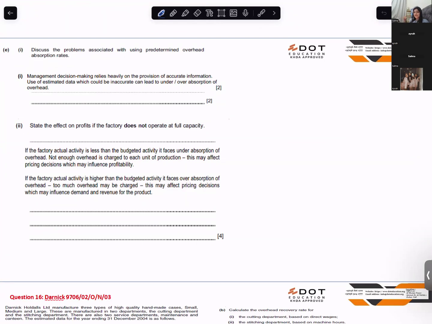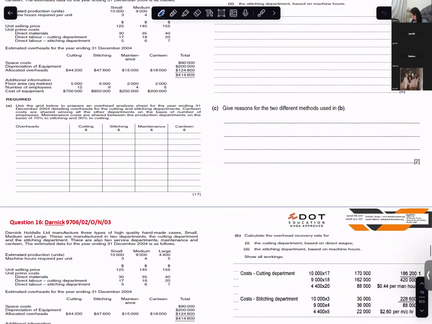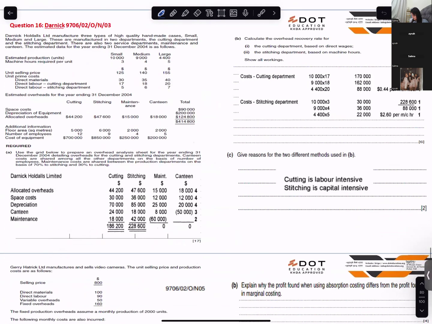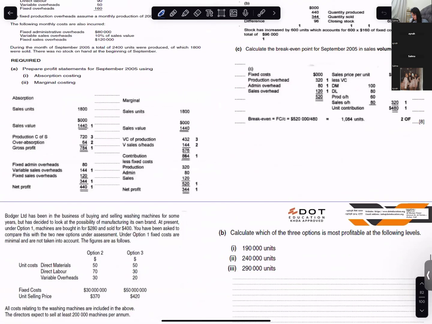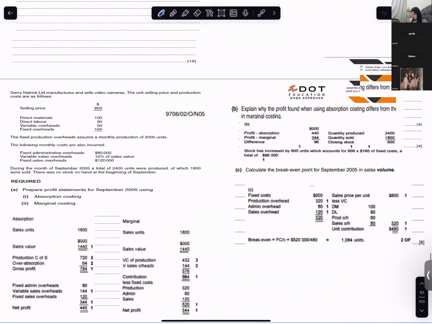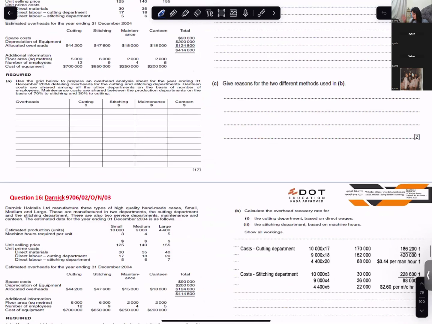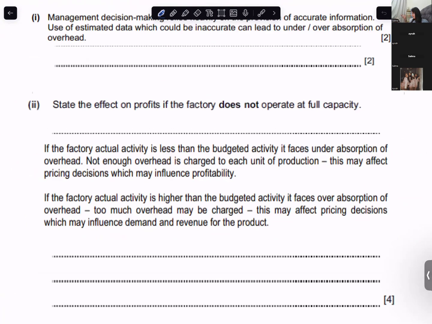State the effect on profits if a factory does not operate at full capacity. If it doesn't operate at full capacity, the profits may be lower. What other effects could it have? If you don't work at full capacity, then you may face under absorption of overheads. You will not be able to recover all the amount that you have spent. Profits will be lower. Fixed costs may not be recovered.